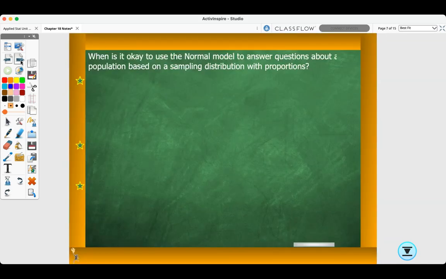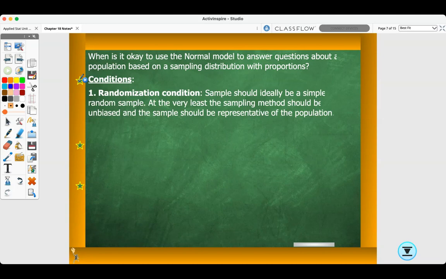When is it okay to use the normal model to answer questions about a population based on a sampling distribution with proportions? Conditions. So these are the conditions you would have to state. The randomization condition: the sample should ideally be a simple random sample. At the very least, the sampling method should be unbiased, and the sample should be representative of the population.